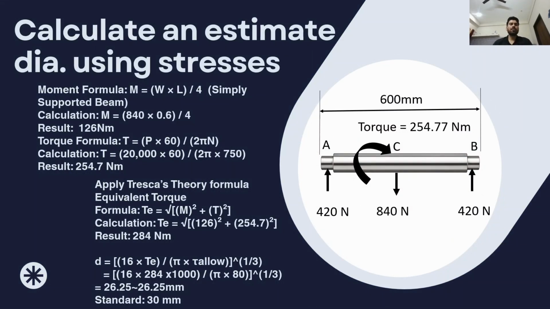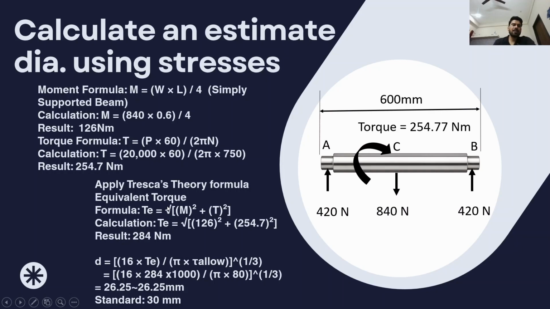Now quickly moving to the stress calculations. This is a bit boring part, so I will just quickly go through these calculations. The moment formula M is WL by 4 for a simply supported beam, I hope you know this formula. After calculation M will be 840 into 0.6 divided by 4, coming out to be 126 Newton meter. Remember the units. And the torque calculated earlier is 254.7 Newton meter.